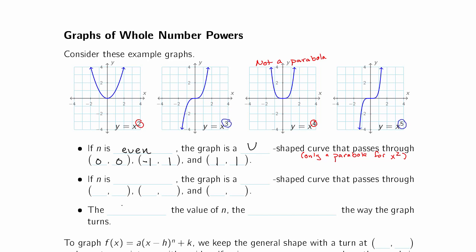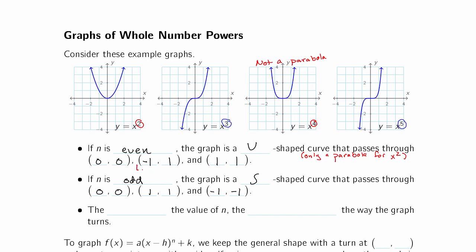If our exponent is odd, on the other hand, we get this kind of S-shaped curve. And S is an approximation because they're functions, so they pass the vertical line test. But you can think of those as kind of an S-shaped curve. And again, it passes through 0, 0, because 0 to any power gives us 0. And then it passes through 1, 1, because 1 to any power gives us 1. But then when x is -1, an odd power gives us -1 back. So that's the key difference.